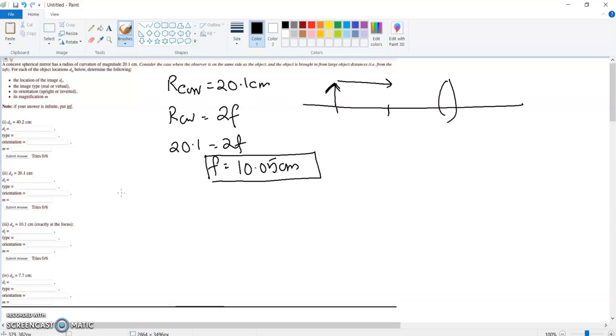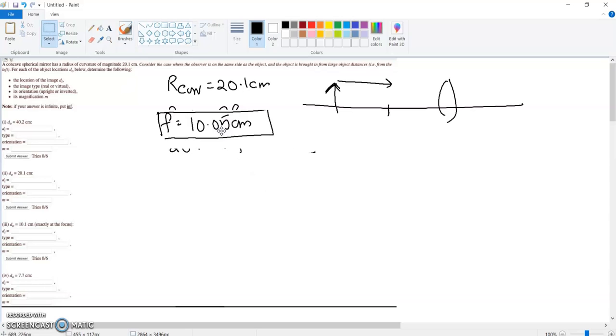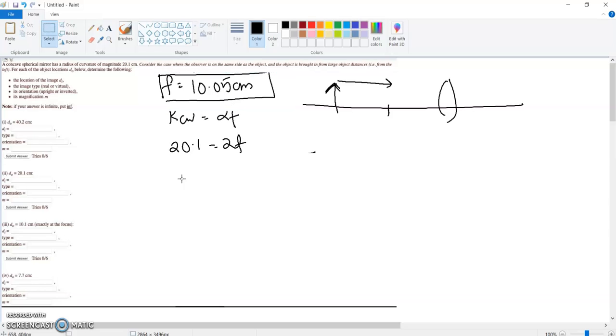So we got our focal length, which is 10.05. Over here, we can see that I'm way beyond in the first part, which is 40.2. Then I was reaching near, which is 20.1. Then we got 10.1, which is exactly at the focus, a verification that our focal length is right. And then we got 7.7. So just remember the value of the focal length right now, we are going to use it to solve some questions later on. I only need the focal length right now.